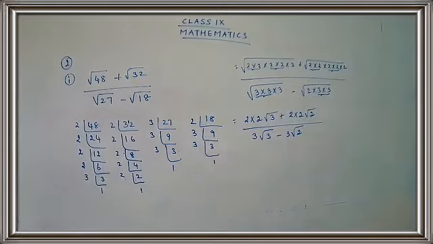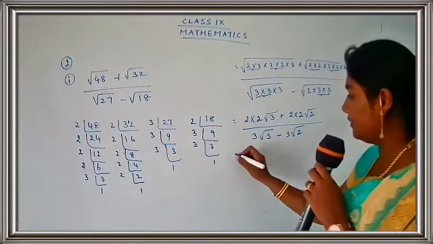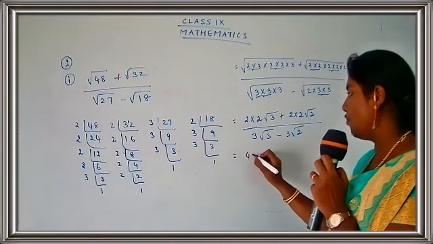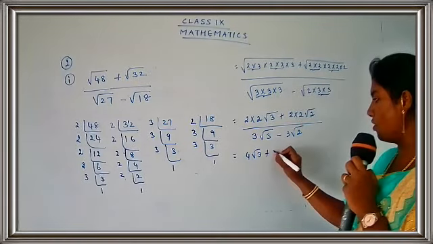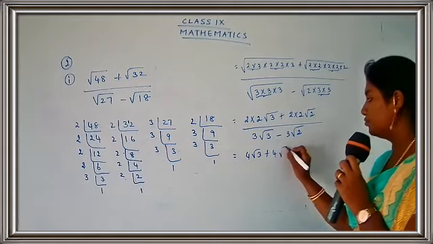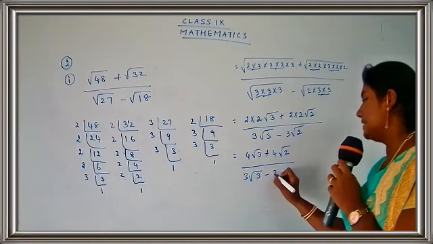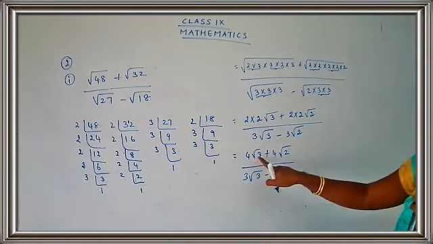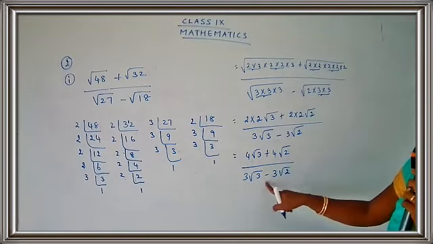Okay, let's move further. So now what you get over here, just see here. So this will be simplified further. 2 into 2. What is 2 into 2? It's 4 root 3. 2 into 2. Again, it's 4. And what is the number over here? It's root 2 upon 3 root 3 minus 3 root 2. So what you have got? You have got 4 root 3 plus 4 root 2 upon 3 root 3 minus 3 root 2.